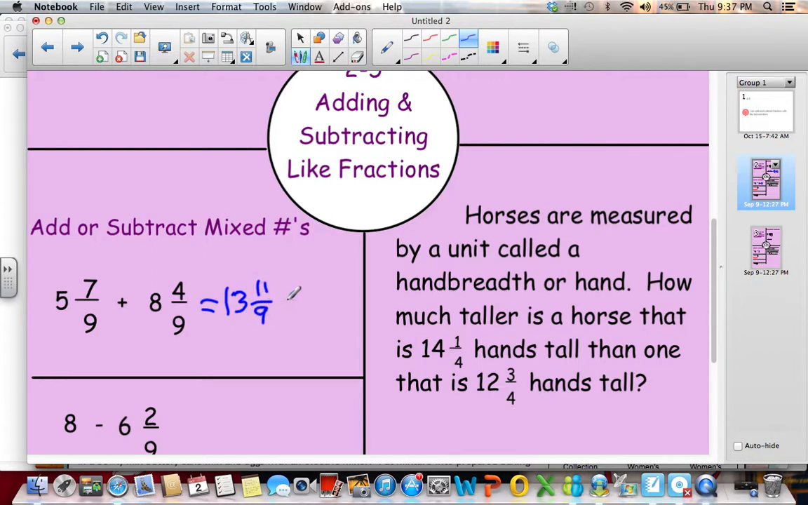So what I'm going to do is up here, I'm going to convert 11/9 into a mixed number. So I know that 9 goes into 11 once, and then I have 2 left over, because if there's just 1 9, then I know 2 more is to 11, so we have 1 and 2/9. So I'm going to cross off my 11/9. So I have 13 plus 1 and 2/9. So then my final answer is going to be 14 and 2/9.